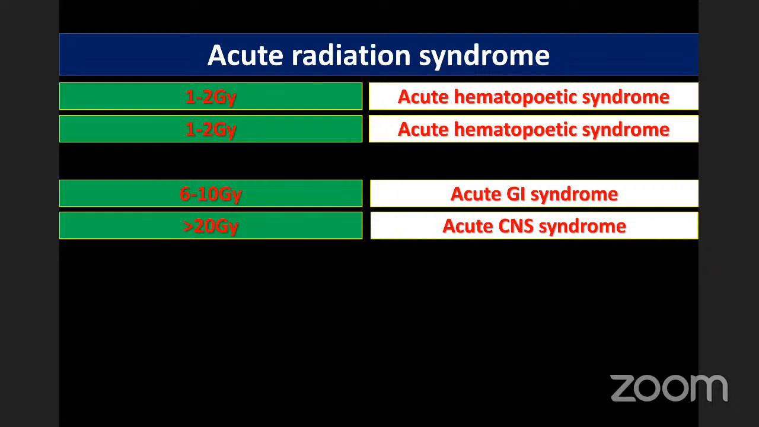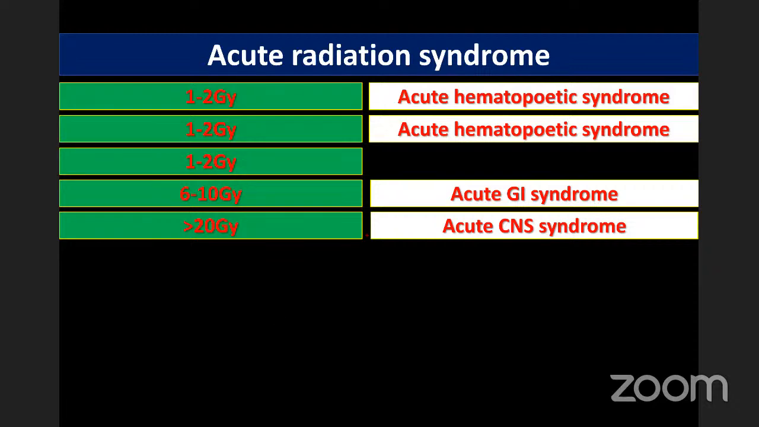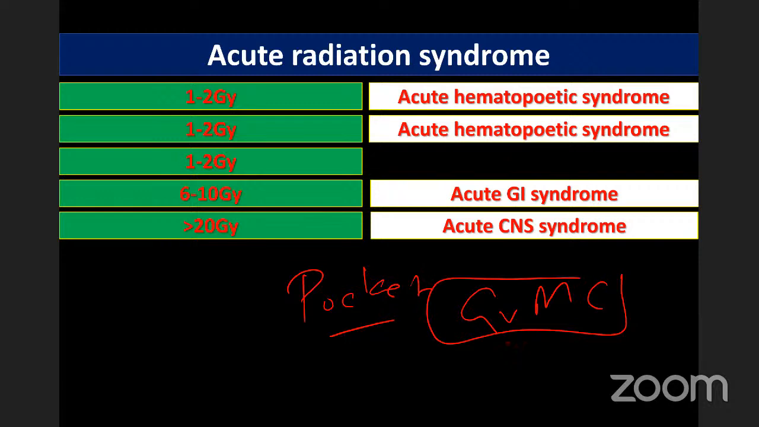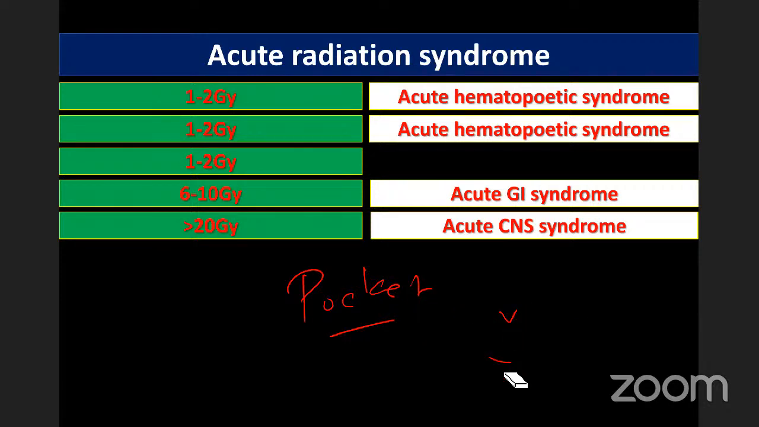So TLD, this is not for an MCQ, it's just for general knowledge. Is the TLD badge the only thing which can measure? No, there are some other things. This is called a pocket dosimeter. There is something called a Geiger-Muller chamber. This Geiger-Muller chamber immediately tells how much exposure has happened right now. There are also some which will tell you how much you have been exposed in the last 1 hour. So there are a lot of things.